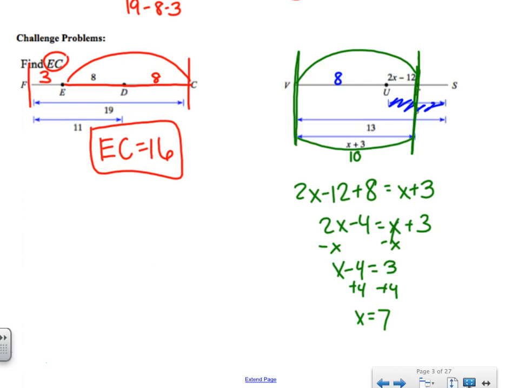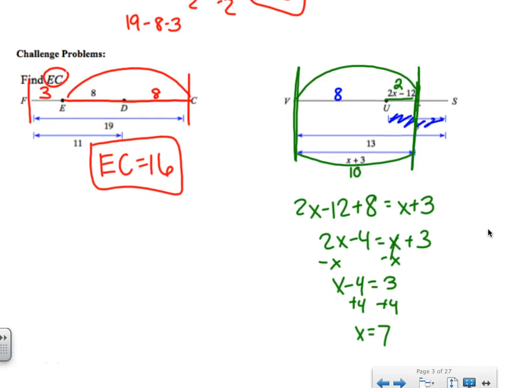I double checked to make sure my work was right. I plugged in 7 to x plus 3 and I got 10. And then I plugged in 7 into this 2x minus 12 and I got 2. And so it made sense that 8 plus 2 was that same distance. Okay, so that's one way of looking at that problem. There's multiple ways, so if that way does not make sense, I can come explain another way. But that is the segment angle addition postulate.